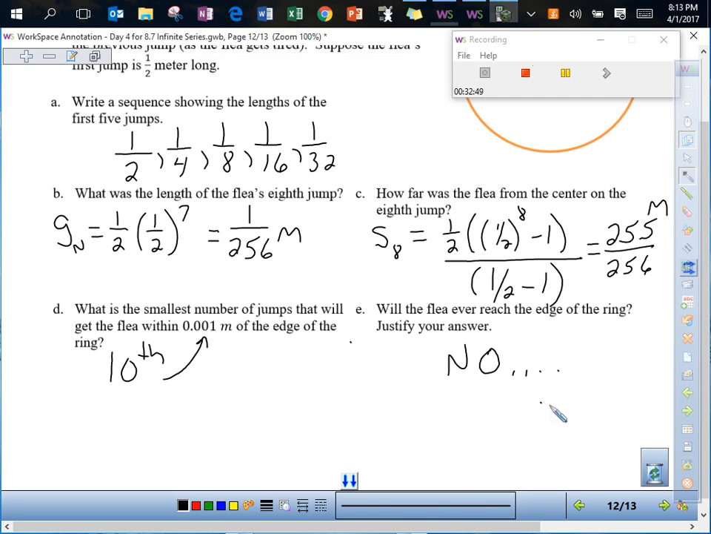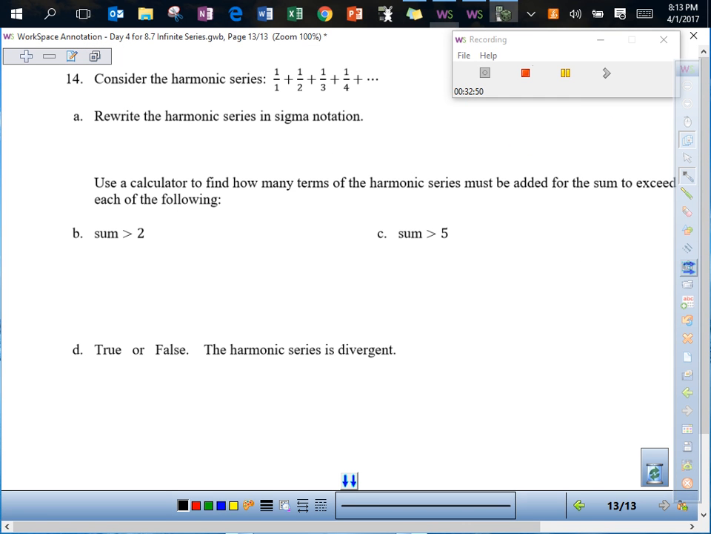Here's our last one. Come over to number 14, which says: consider the harmonic sequence. Remember the harmonic sequence? That's the one that went 1 over n. Rewrite the harmonic series in sigma notation. It's going to look like this: n equals 1 to infinity of 1 over n.